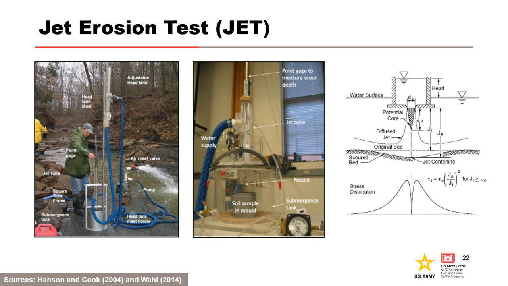The starting nozzle position and test head may be adjusted to vary the stress applied to the soil sample, although once the test head is selected, it is usually held constant for the duration of the test. Scour of the soil surface beneath the jet is measured over time using a point gauge that passes through the nozzle. Critical shear stress is determined based on equilibrium scour depth. The erodibility coefficient is determined based on the measured scour depth, time, predetermined critical shear stress, and a dimensionless time function.